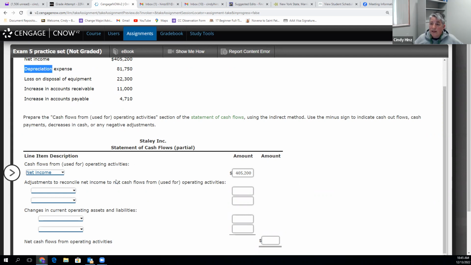We're given that there was depreciation expense recorded of $81,750. Again, that reduced our net income but did not affect our cash, so we need to add that back. The other type of adjustment from the income statement would be any gains or losses from investing and financing activities. So these properly belong on the income statement, but they are not operating activities, and so we need to remove those in the operating activity section.